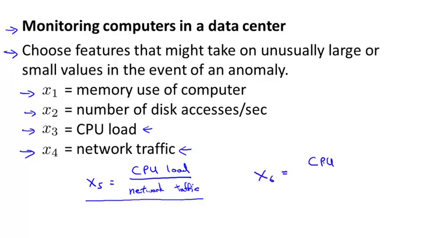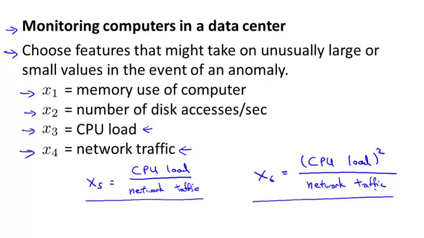And you can also get creative and come up with other features as well. Like maybe I have a feature x6 that's CPU load squared divided by network traffic. And this would be another variant of a feature like x5 to try to capture anomalies where one of your machines has a very high CPU load but maybe doesn't have a commensurately large network traffic. And by creating features like these, you can start to capture anomalies that correspond to particular unusual combinations of values of the features.